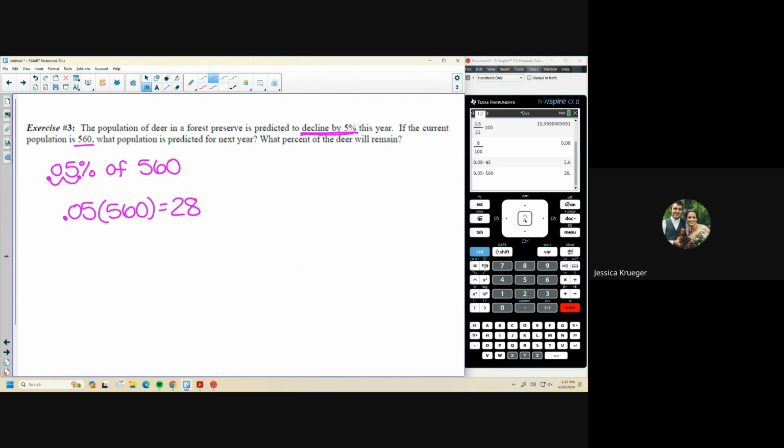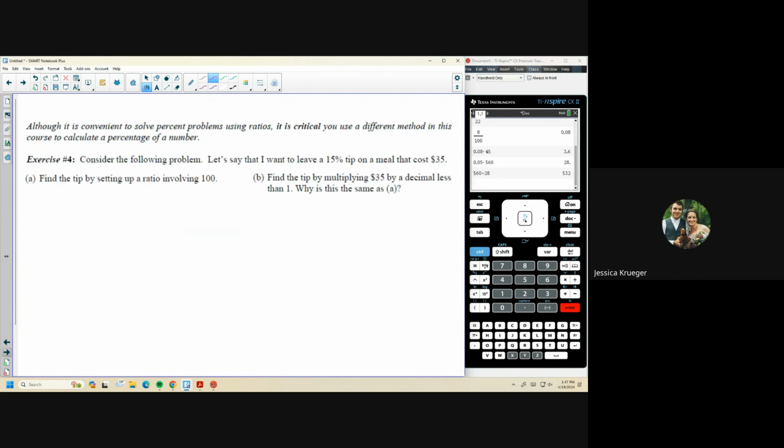Since the population is declining by that 5%, I need to subtract that from how many deer there are now. And what that ends up giving me is 532 deer. One more, and then you're going to try some.